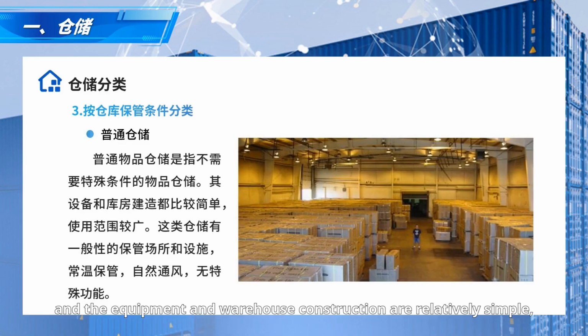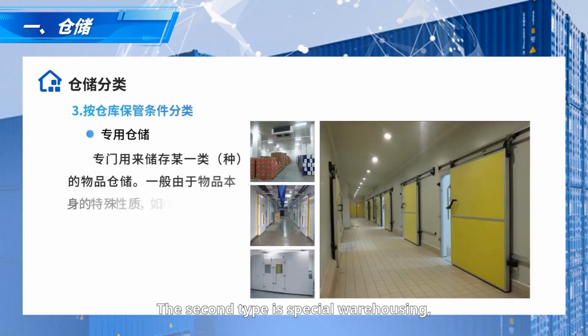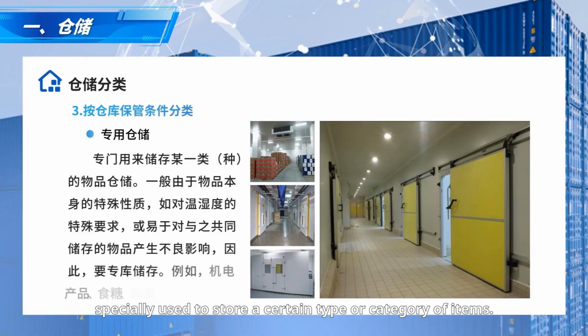The equipment and warehouse construction are relatively simple, with a wide range of uses. This type of warehousing has general storage places and facilities. Normal temperature storage, natural ventilation, no special functions. The second type is special warehousing, specially used to store a certain type or category of items.